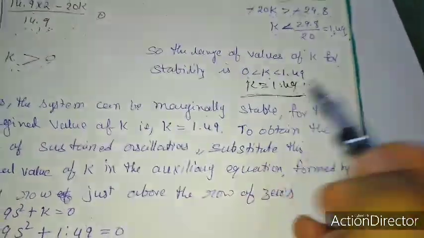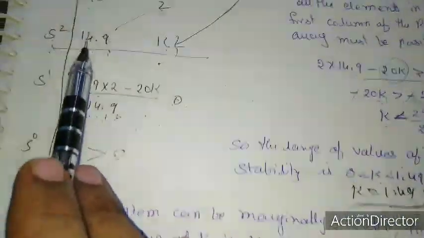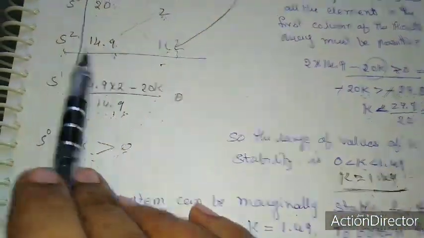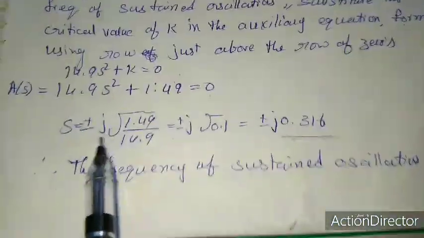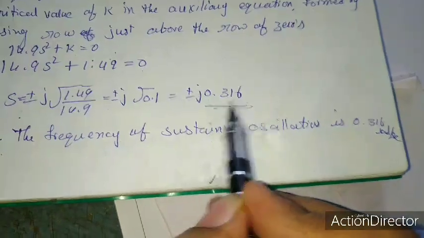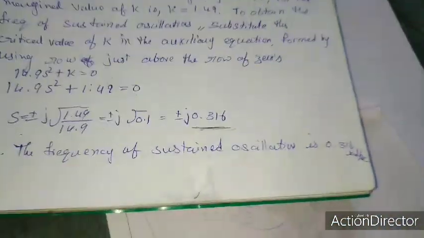For this value we have to find out the frequency of oscillations. When this becomes 0, we'll take the auxiliary equation from the row above, which is 14.9 s square plus k. From this I'll find out s, so I got s equal to j 0.316. So this gives the frequency of oscillations.